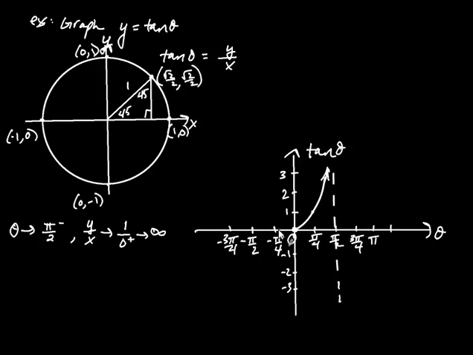Now what happens as you go the other direction? Let's approach negative pi over 2. Would you say we're approaching negative pi over 2 from the right or from the left? Well, certainly from the right, yeah? So let's do that. We're going to let theta approach negative pi over 2, but from the right. Okay, now the question, what happens to y over x?